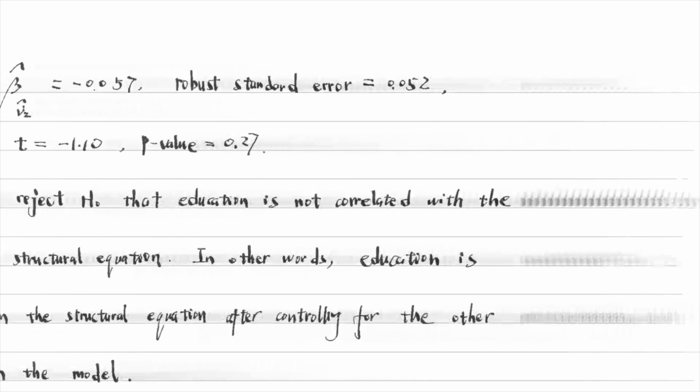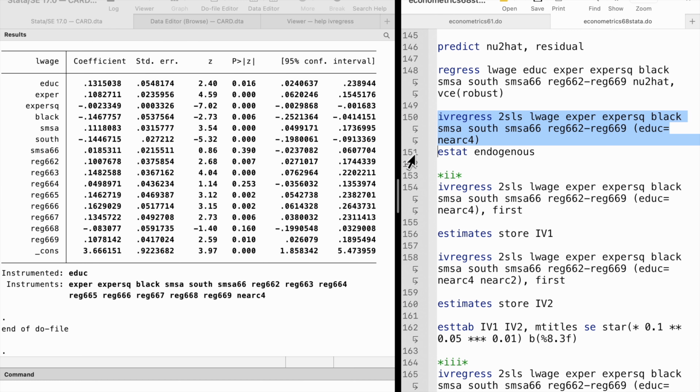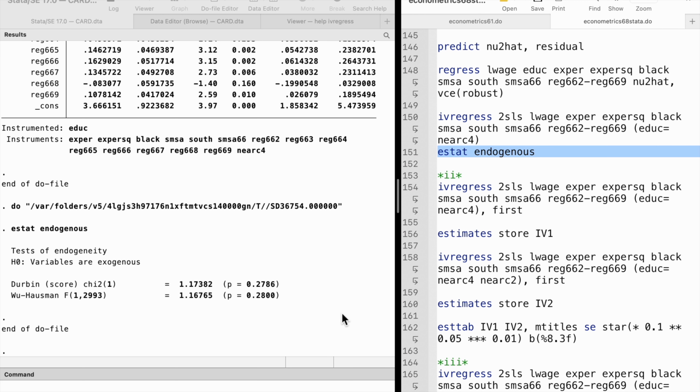In Stata, we can use the command estat endogenous to perform the test of endogeneity. We type the command directly after the two-stage least squares estimation. We get the same conclusion.